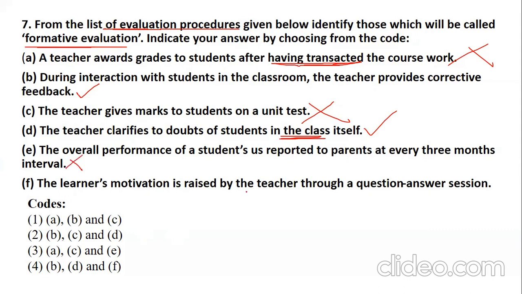Okay, the learner's motivation is raised by the teacher through a question answer session, which is again on the spot. Yes, it is, this is correct. So if you see, हमारा option C और E, हमें इसे निकाल देना है. C and E है ही नहीं. It is completely wrong. So if you go with option number 4, जहां पे हमने tick किया B sentence, D sentence और F.